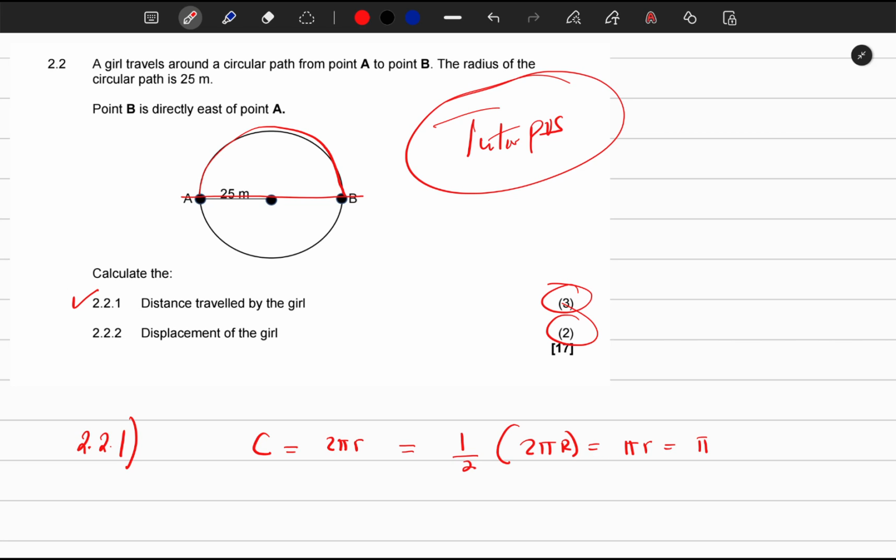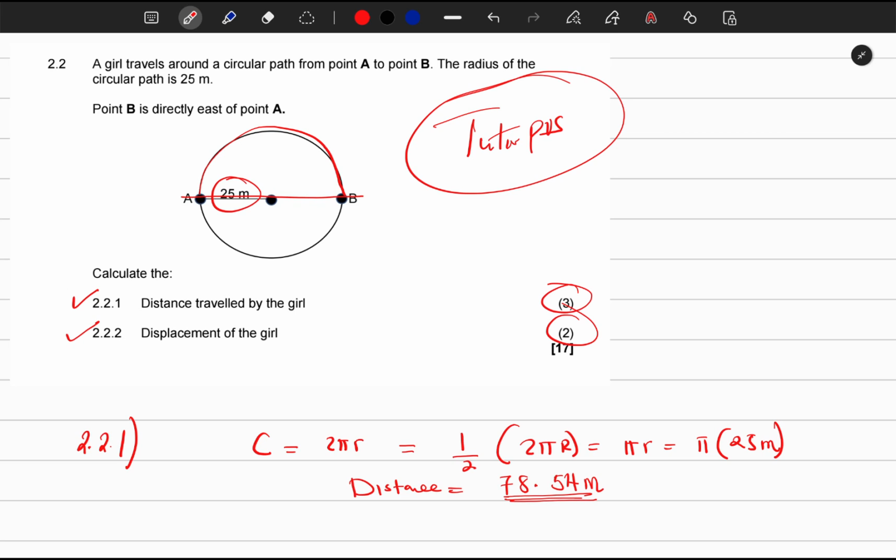Pi, we can use the same pi that we know. The radius is 25 meters. Then multiplying these two, I'm getting the distance as 78.54 meters. That's all.